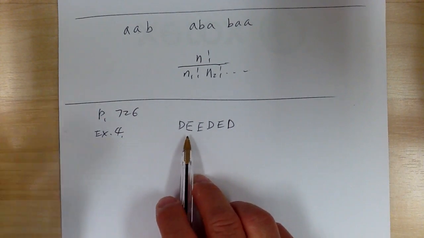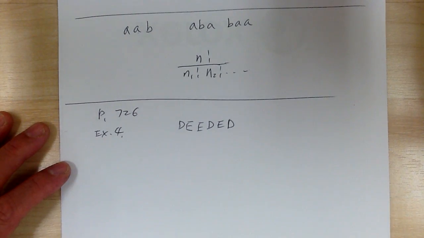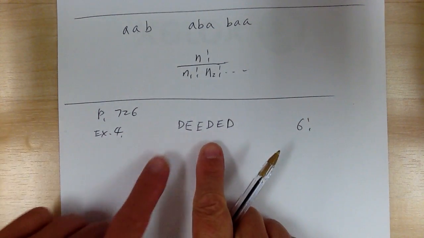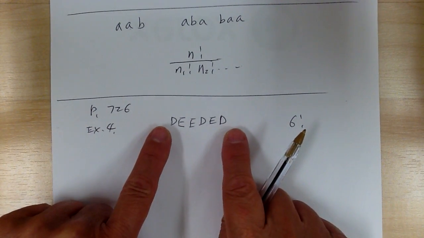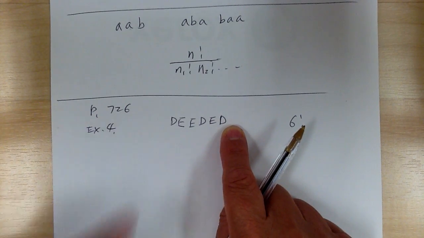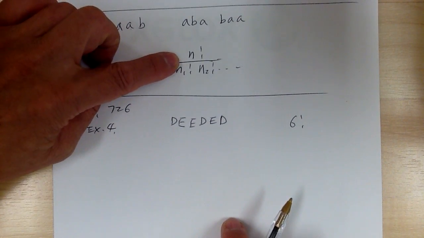Now remember, there are a total of 6 letters. If all 6 letters are different, then it would be 6 factorial. But notice, there are some same letters. What happens if you switch the first D and the last D? Do you get a new word? No, so you have to take away those, and the way to do that is using this formula.